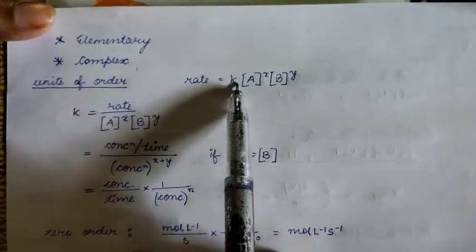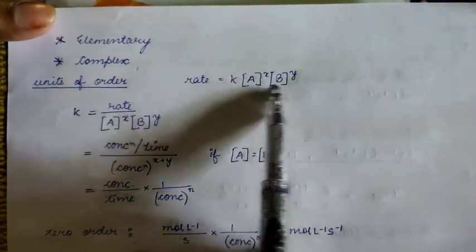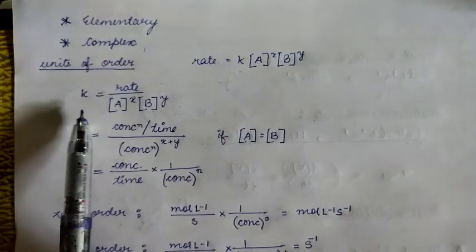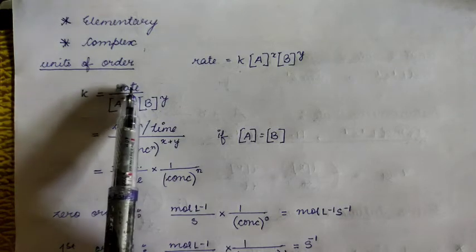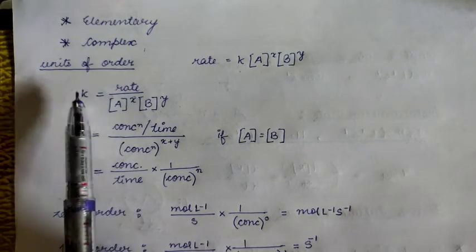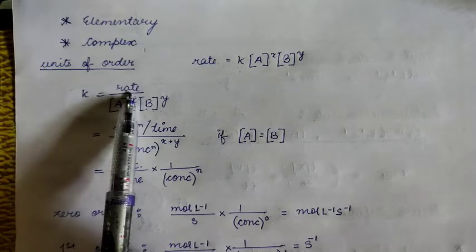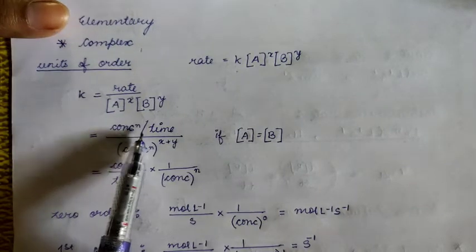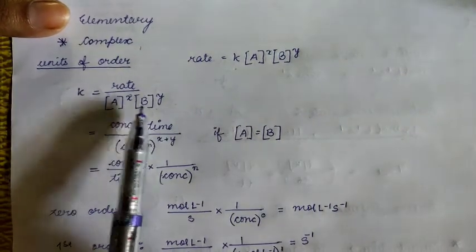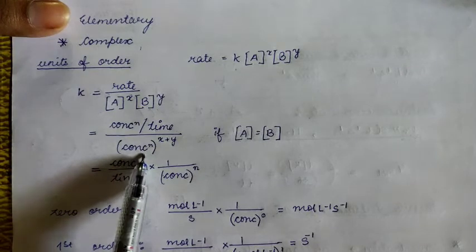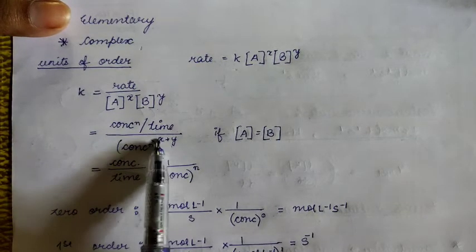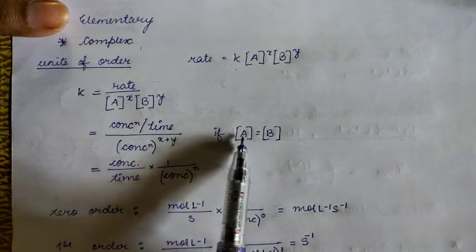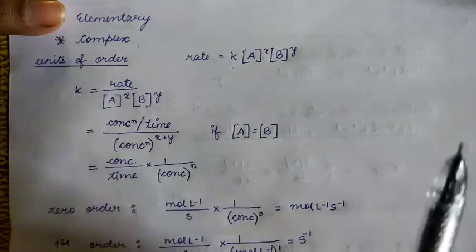Or you can write k equal to rate divided by these two terms, right? So this is written here, you can see. Now in order to calculate the unit of rate constant, you have to know the unit of rate and the unit of these two concentrations. For rate, it's concentration divided by time, and this is concentration, right? So concentration to the power x plus y. How did it become x plus y, how can we add the exponents when concentration of A equals concentration of B?